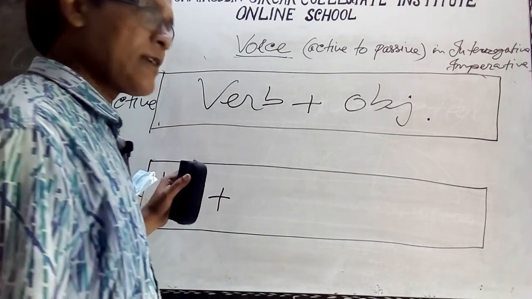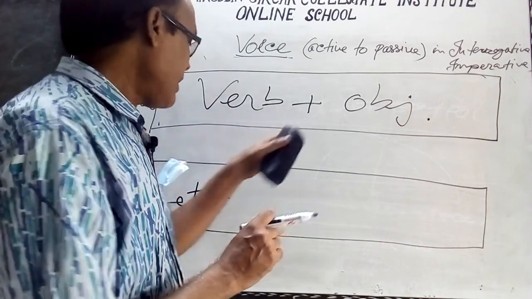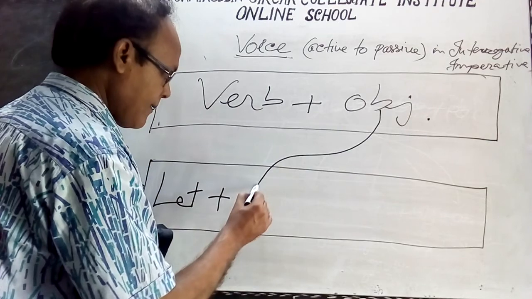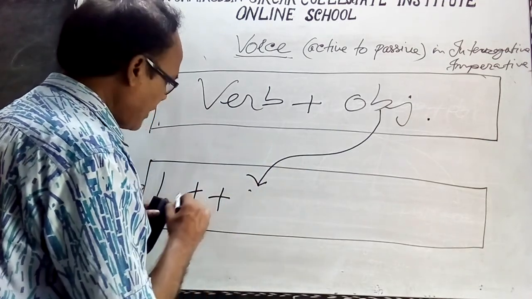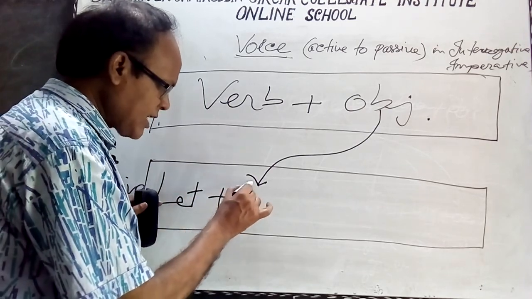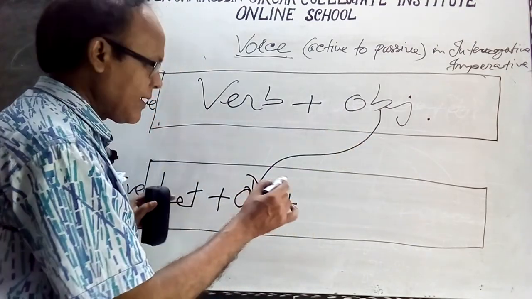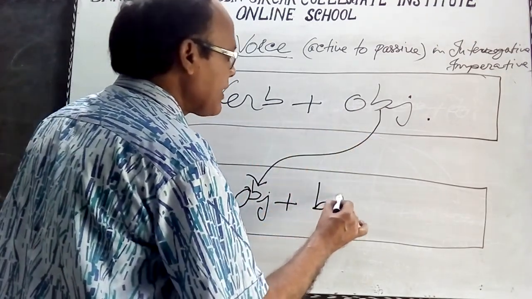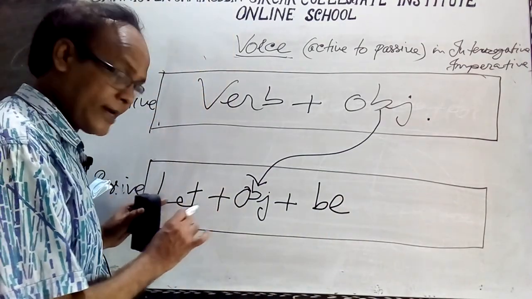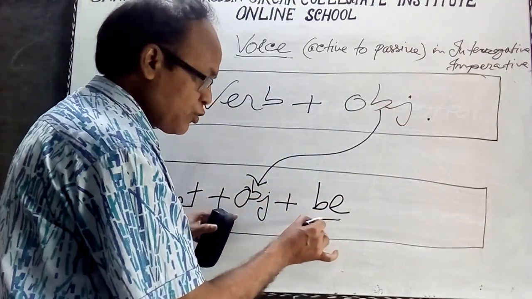let. If the sentence begins with a verb, then the passive sentence begins with let. Then the object will be the subject. The object will be the subject, but if there is let before it, the form of the object will be the same here, and there will be a be. We must begin with let, then the object is there, and we must use be.